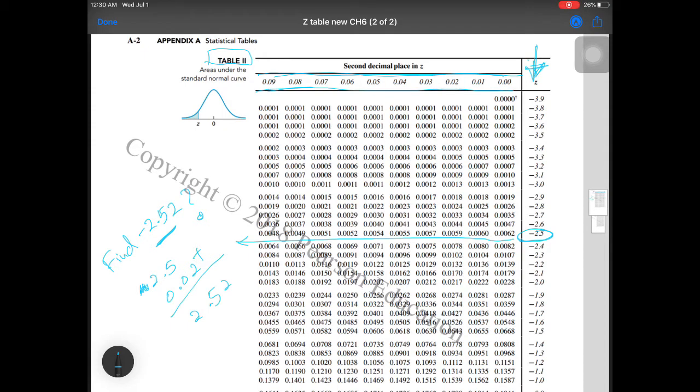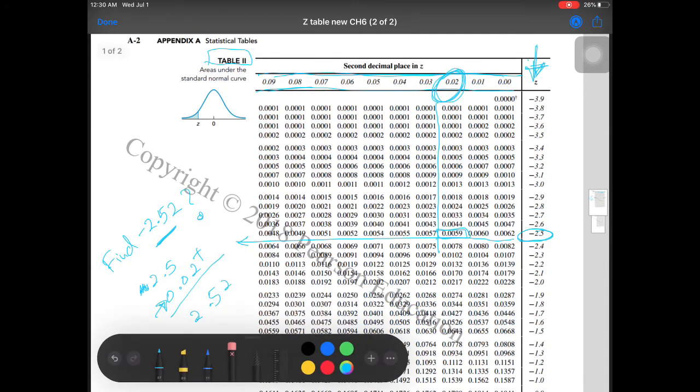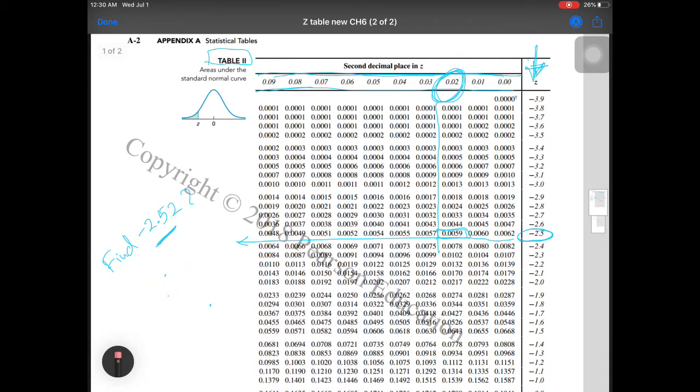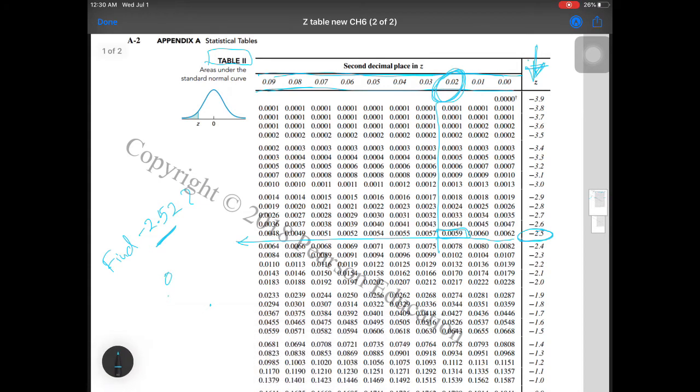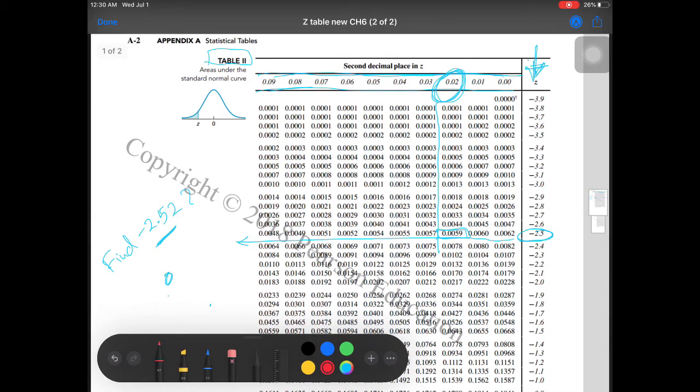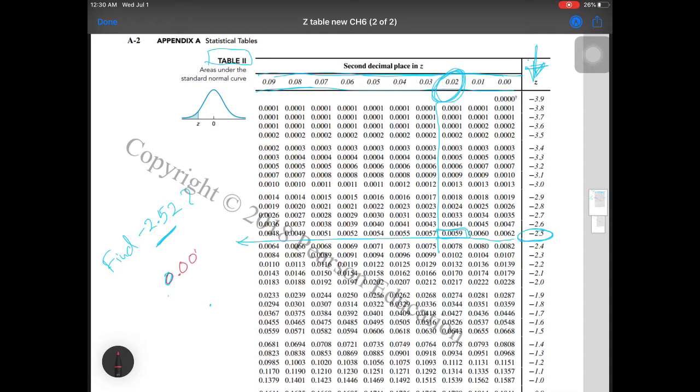Still, you need 0.02. You can find it here. So come down this column, and where they meet each other is the particular value. So your value is, let's say, this one, 0.0059. That's how we deal with this.